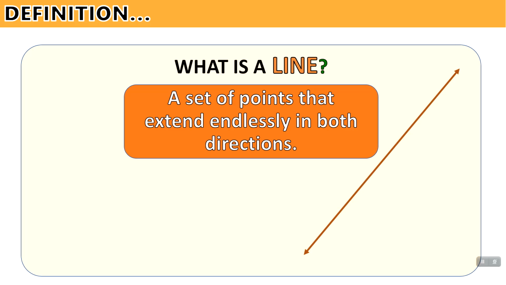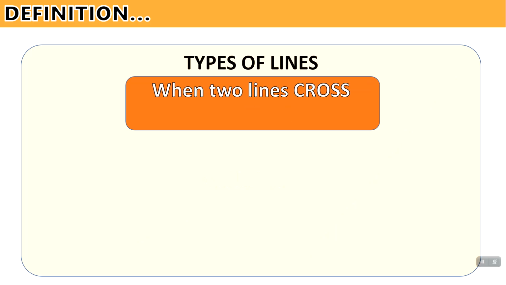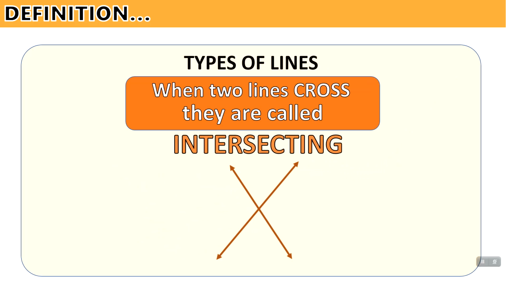Now let's see what happens if we draw a line from left to right, or from right to left, looking a little diagonal or slanted. We call this type of line oblique. Now let's see what happens when lines cross each other. When two lines cross like this, we call these lines intersecting lines.